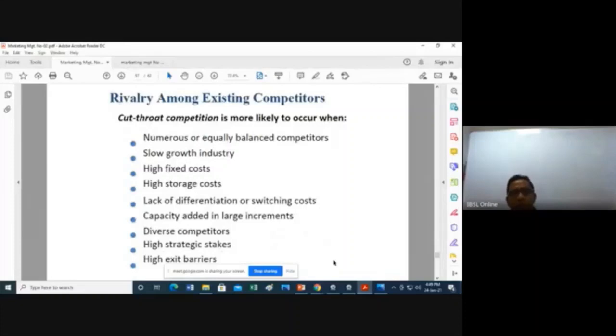Cutthroat competition is more likely to occur when there are numerous or equally balanced competitors. That is happening in the banking industry, because a lot of banks are equally capable in terms of technology and various other aspects. Other factors: slow growth industry, and Sri Lanka is now growing slowly; high fixed cost, high storage cost, lack of differentiation or switching cost, capacity added in large increments, diverse competitors, and so on.